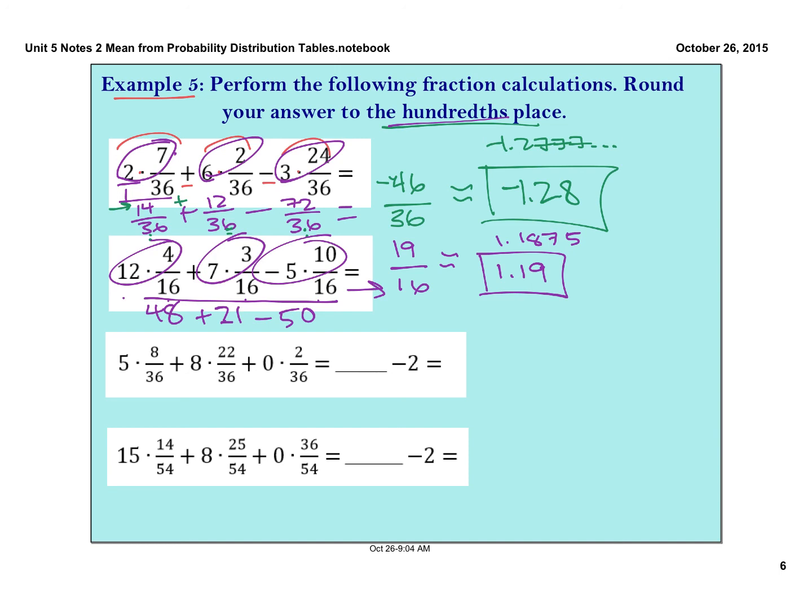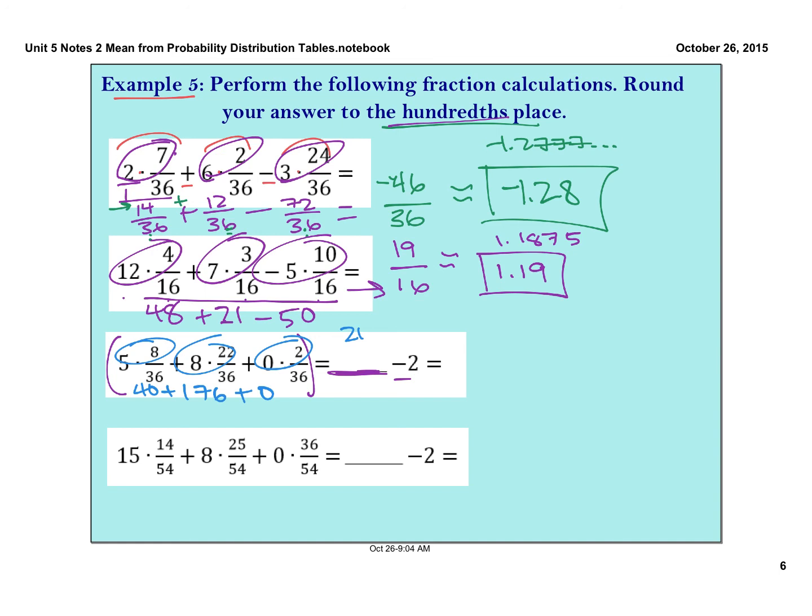So I have the two pieces here. I kind of have this piece first. 5 times 8 out of 36 plus 8 times 22 out of 36 plus 0 times 2 out of 36. Whatever that answer is, I'm going to put here, and then I'm going to subtract 2 after, just the whole number 2. So this is kind of a two-step question. I got to do this first part over here first. So this is 40. This is, 8 times 22, I don't know in my head, 176. And then plus 0, that's 40 plus 176 plus 0, because 0 times 2 is still 0. 40 plus 176 plus 0, obviously, 216. So I have 216 out of 36.